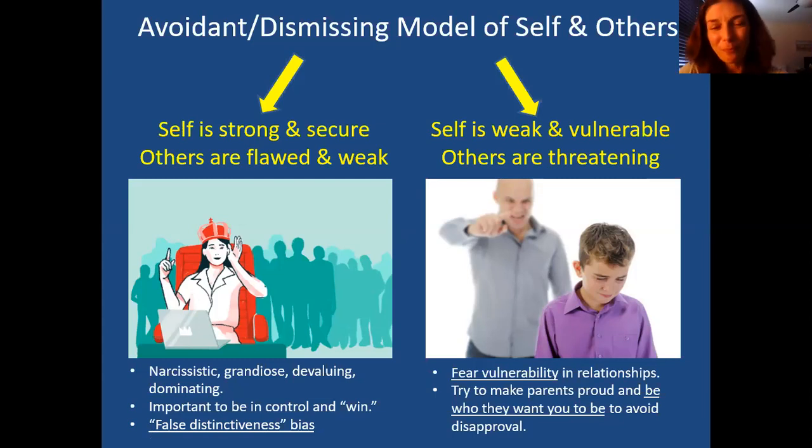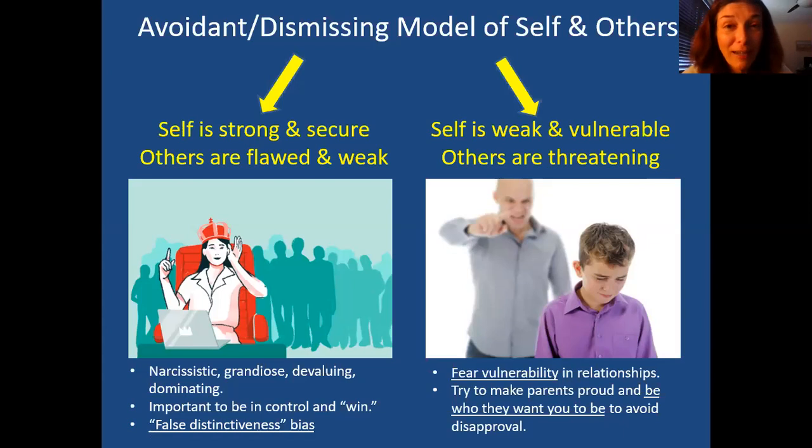Okay. On the other side, the other model is the self is weak and vulnerable and others are threatening. So that's usually what happened when you were a kid, right? Your parents invalidated you. They were threatening to your sense of self. They didn't want to hear about your emotions and your needs. And you felt much smaller, right? So if it goes back and forth, like if I don't stay in the superior mode, I'm just going to flip right back to being flawed and weak and vulnerable. And that feels kind of crappy, right?